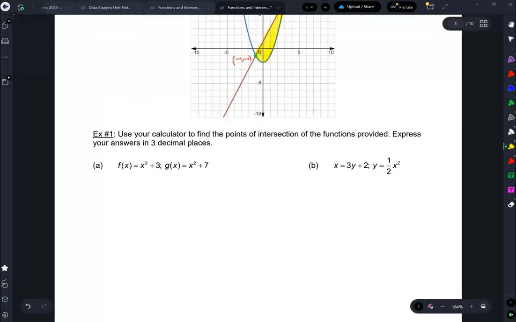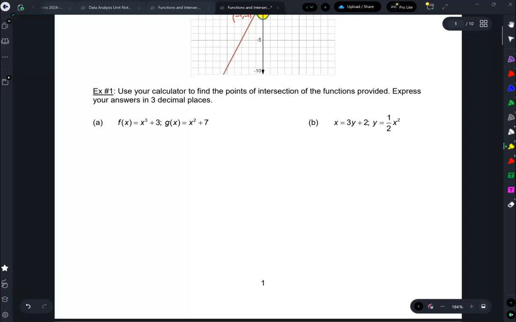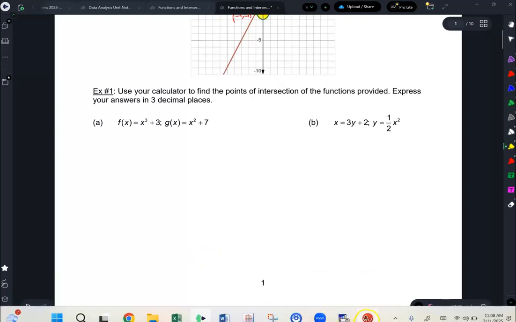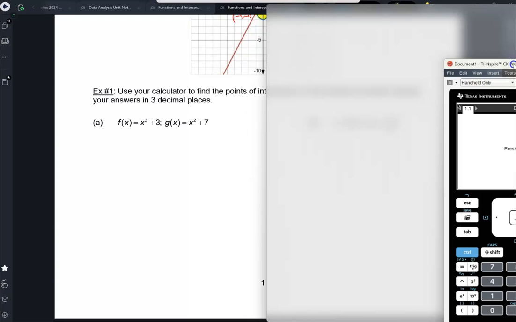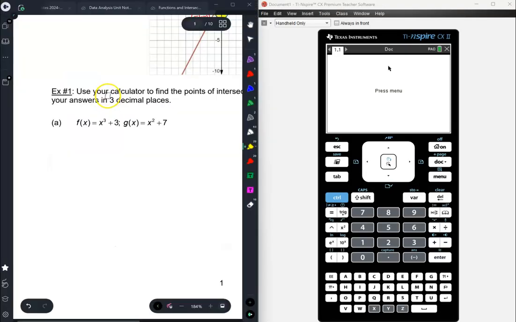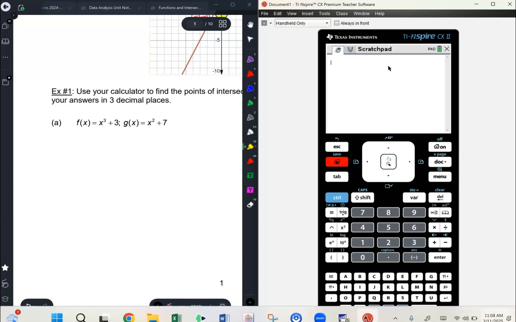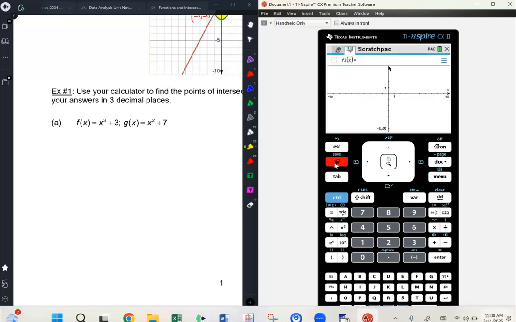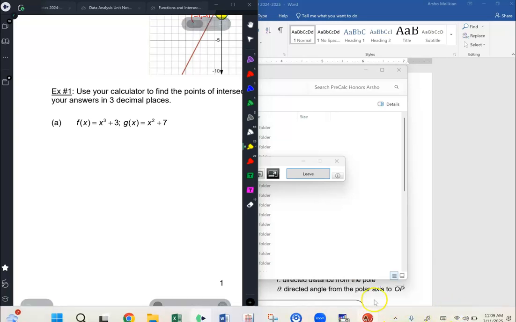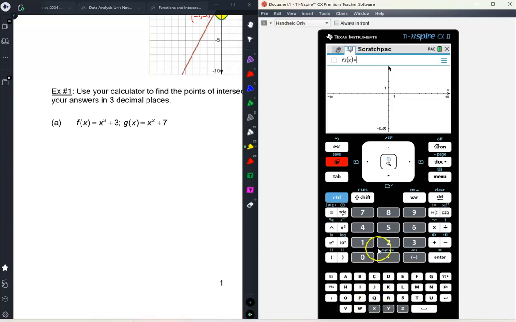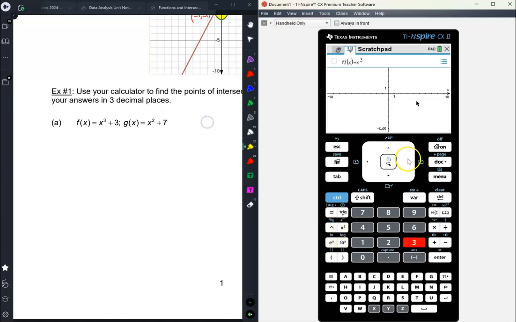Okay, so here we go. Let's plug these in the calculator very quickly, this first set of functions. So go ahead and take out your calculators. So here we're going to get x cubed plus 3, and then also x squared plus 7.